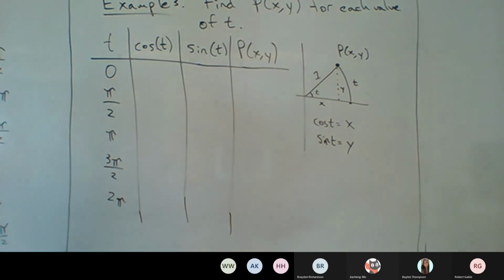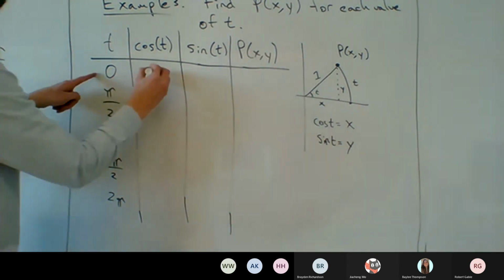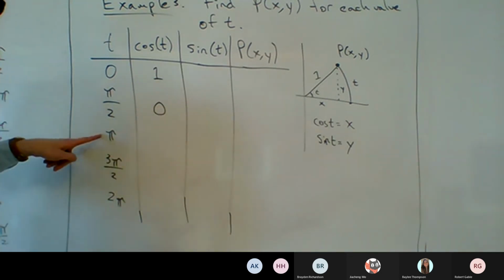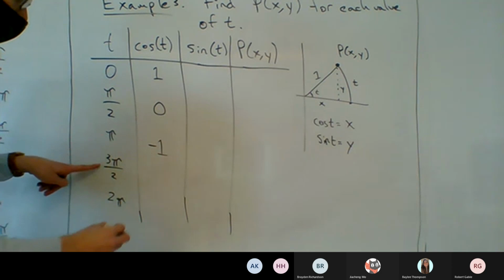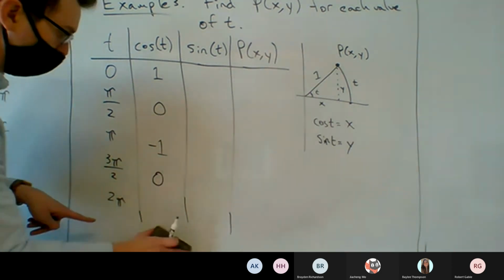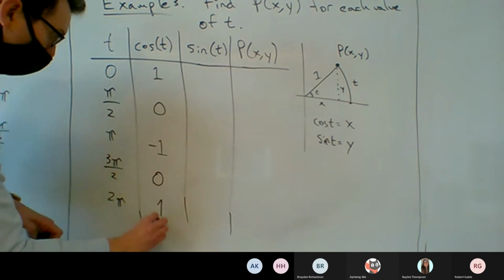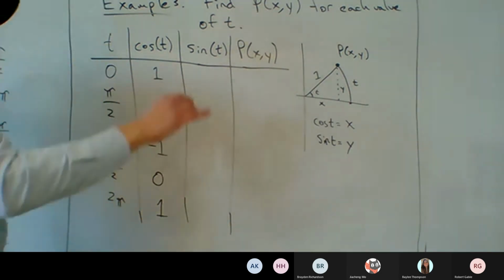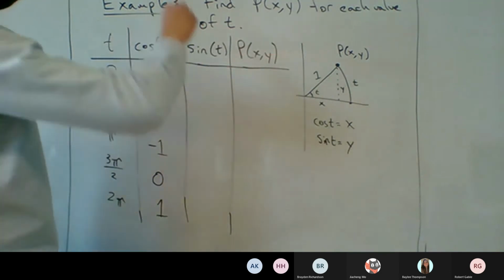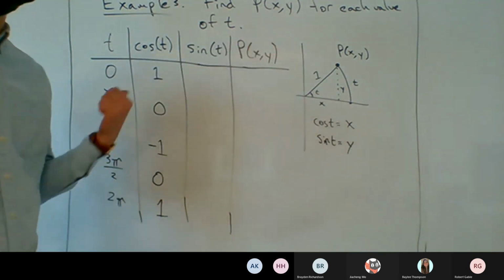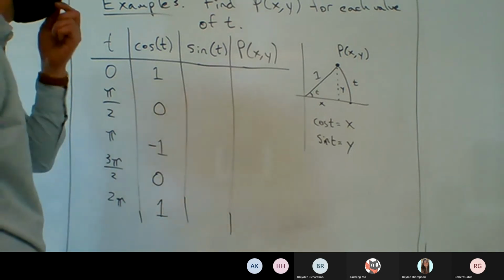All right, here we go. Cosine at 0 is 1. Cosine at pi on 2 is 0. Cosine at pi is -1. 3 pi on 2 is 0 again, and then back to 2 pi. That's the one where we should see repetition, right? And we do. It's back at 1. So it's going 1, 0, -1, 0, 1. We're going to see that reflected in the graph later when we actually graph these.